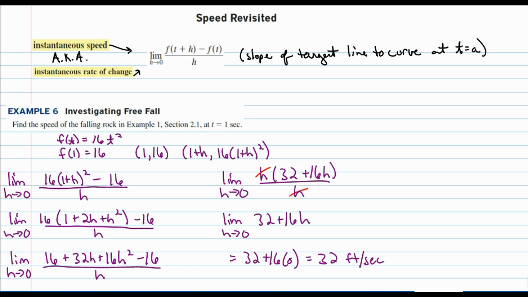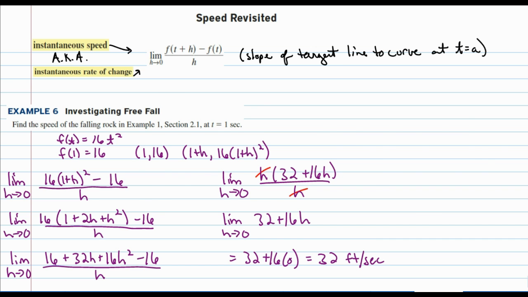The formula for vertical free fall, where your input is time and your output is feet, is f of t equals 16t squared. So we want to know the instantaneous rate of change, or the instantaneous speed at 1 second. So the 2 points I'm going to use are (1, 16) and (1 plus a tiny little bit, 16 times (1 plus a little bit) squared). So again, I set up my difference quotient, multiply everything out, simplify, cancel, and plug in 0 as a result of taking the limit, and I get 32 feet per second.